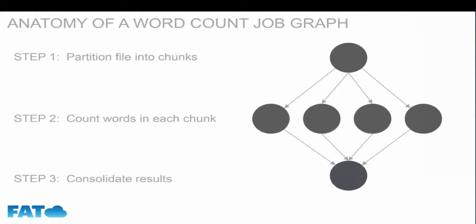In the demo example that I'm going to show you, it actually gets divided up into 12 chunks. So the middle tier you'd see 12 workflow nodes. So we start at step 1, which is partitioning the file into chunks. That is a single process. Then we count the words in each chunk, and we do that in parallel. And then finally, we consolidate the results.